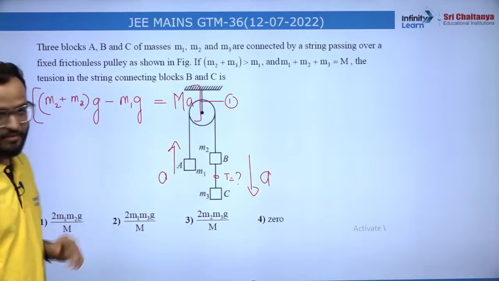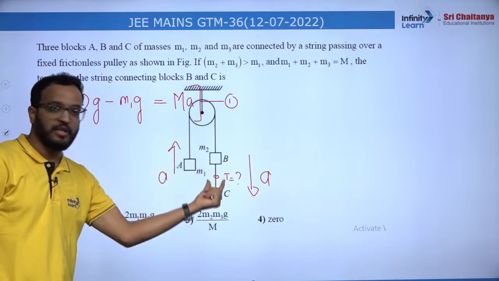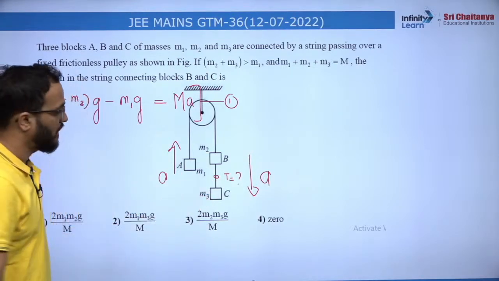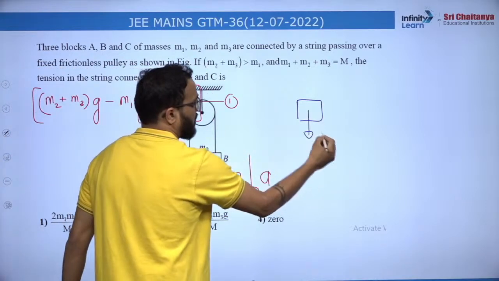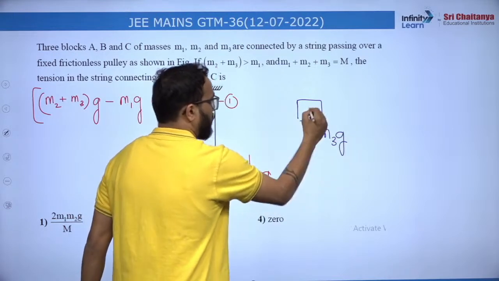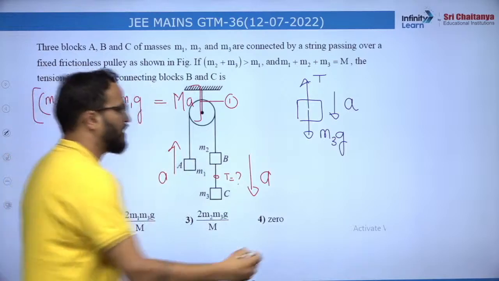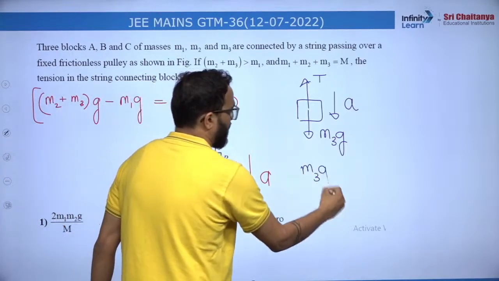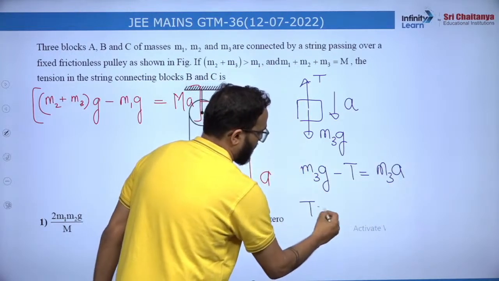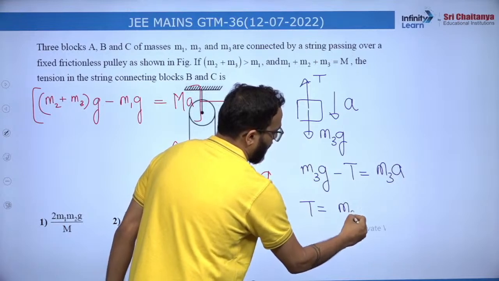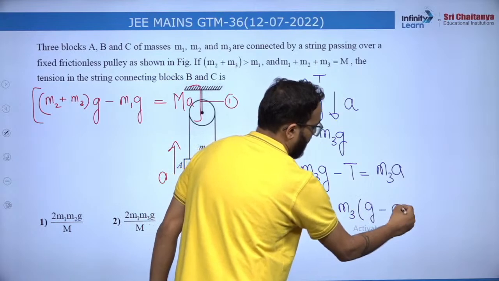Okay, my dear students, now let's move ahead. What they are asking is what is the tension here. In order to find this tension, definitely we have to draw the FBD of block C. So have a look at block C. What is this? M3G downwards, tension T upwards, and coming down with acceleration A. Now you will say, sir, M3G minus T is equal to M3 into A. So T will be M3 common into (G minus A).